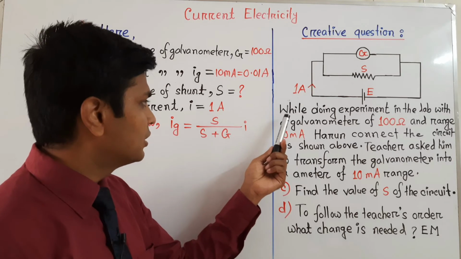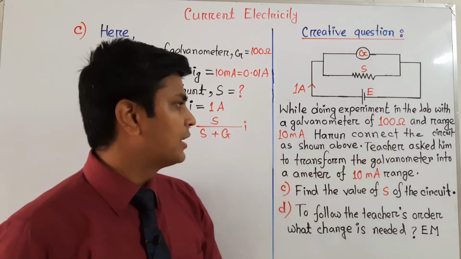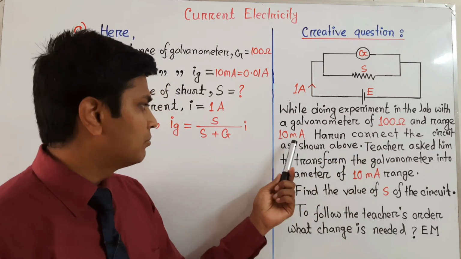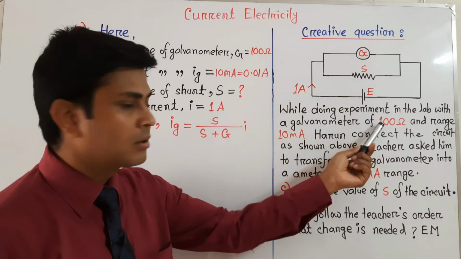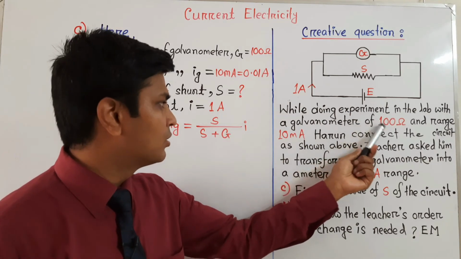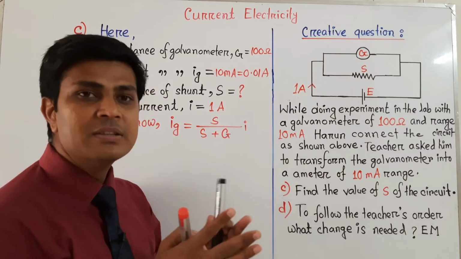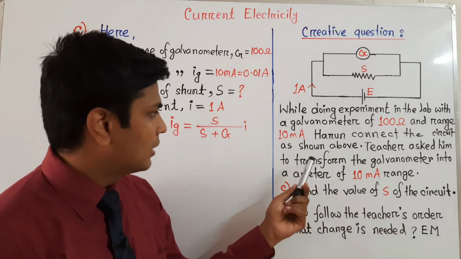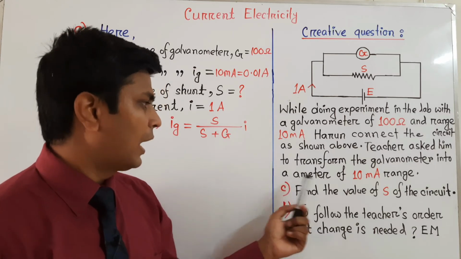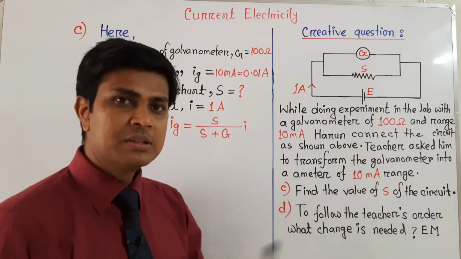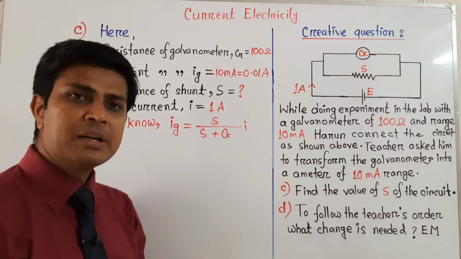And the given information is here. While doing an experiment in the lab with a galvanometer of 100 ohm, range 10 milliampere, Harun connected the circuit as shown above. That means the resistance of the galvanometer is 100 ohm, and its maximum range is 10 milliampere. The teacher asked him to transform this galvanometer into an ammeter of 10 ampere.